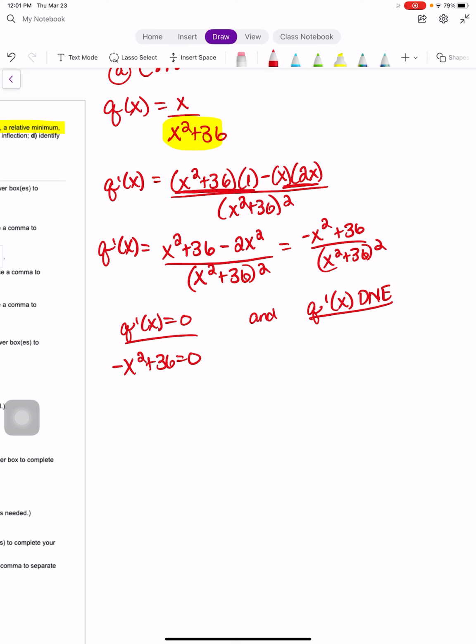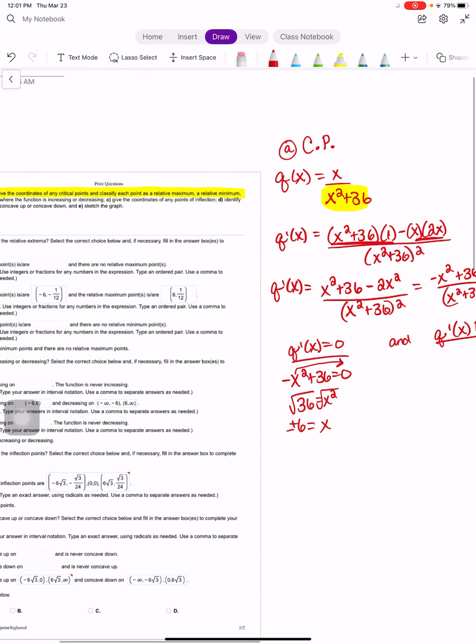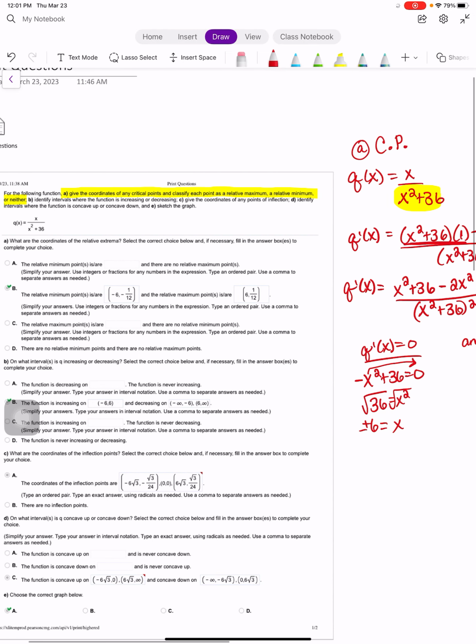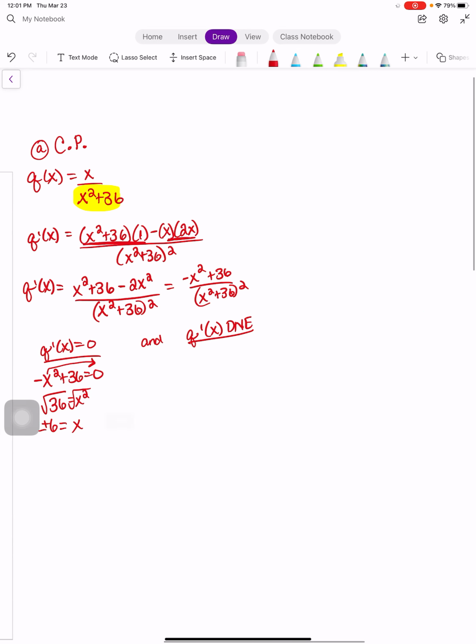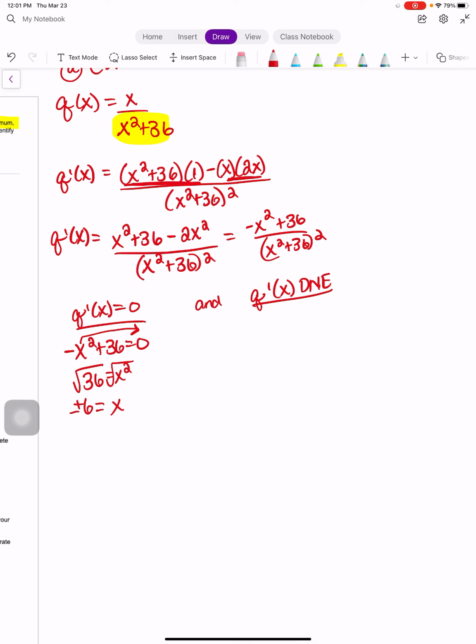Okay, so I have that set up. Let's solve this. I would bring that negative x squared across, and what I get is 36 is equal to x squared. Take the square root of both sides, and I have that x is equal to positive and negative 6. And if I look, I think I left my answers there. I do see that I have 2 points at positive and negative 6. But I don't have the answer just yet. How do we get there?